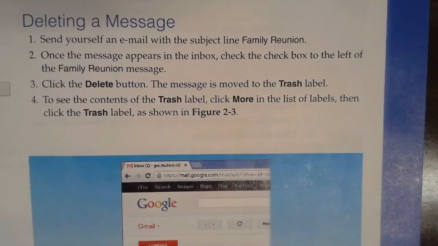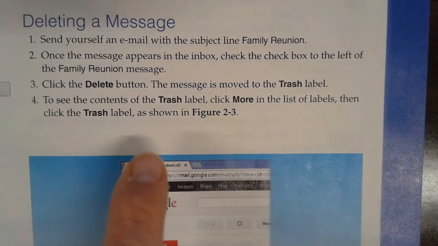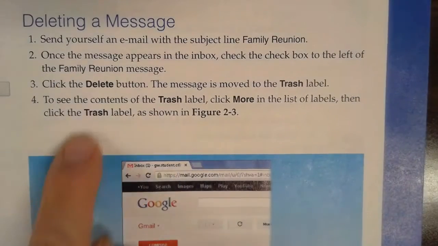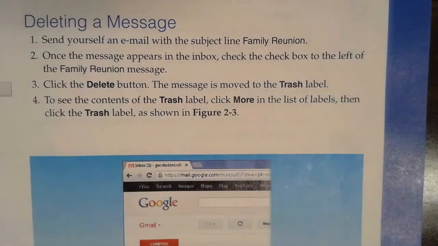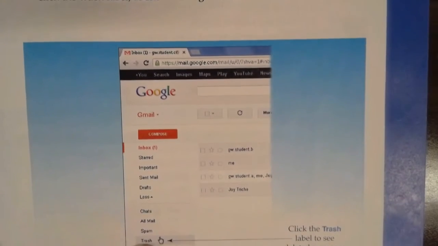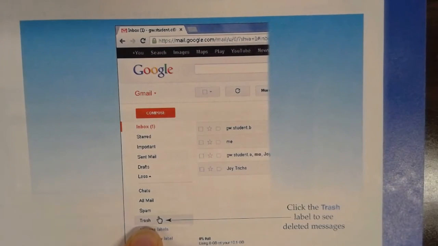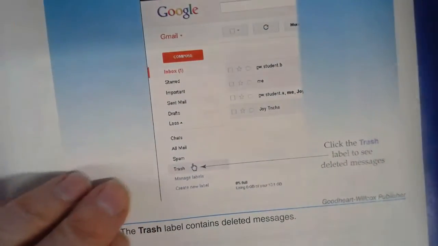Just send yourself an email with the subject line Family Reunion. Once the message appears in the inbox, check the checkbox to the left of it and then click on the delete button. This moves it to the trash. And then if you click on the trash right here, further on down, there we go, then you'll be able to see that it's in the trash folder. Pretty simple, right, people? I know y'all are good at this, so we're going to move on now.